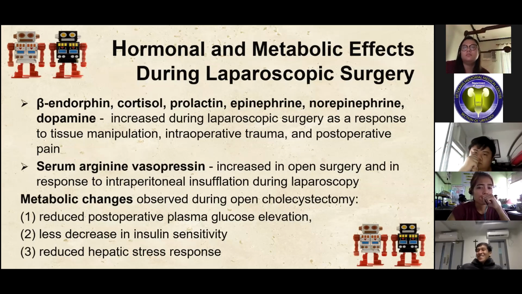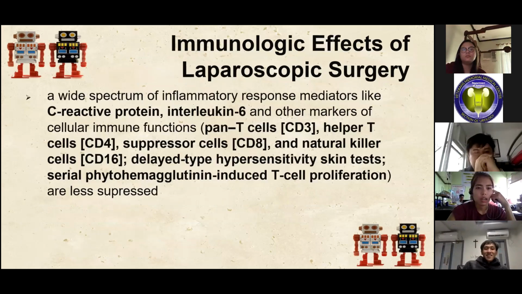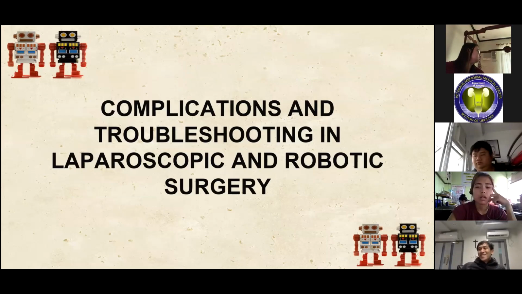Metabolic changes observed during laparoscopic cholecystectomy are the following: reduced post-operative plasma glucose elevation, less decrease in insulin sensitivity, and reduced hepatic stress response. A wide spectrum of inflammatory response mediators like C-reactive protein, interleukin-6, and other markers of cellular immune functions like the pan T cells, helper T cells, suppressor cells, natural killer cells, and delayed-type hypersensitivity, and phytohemagglutinin-induced T cell proliferation are less suppressed.